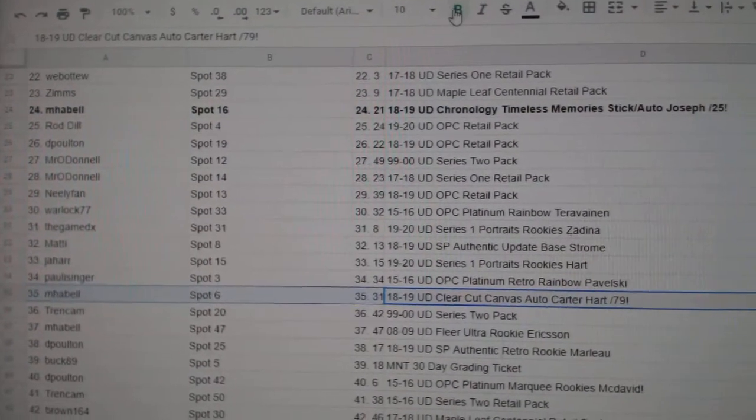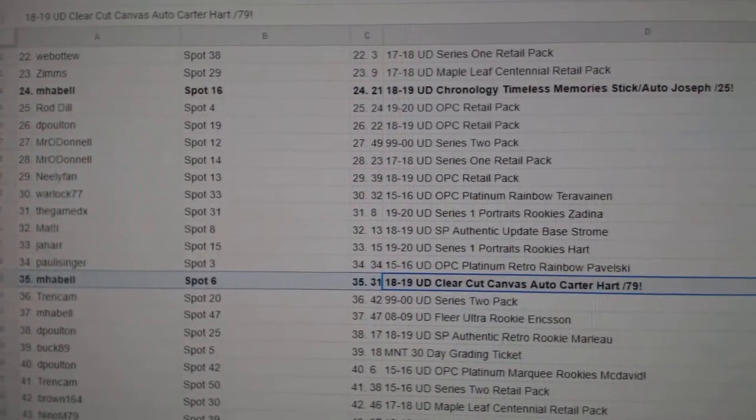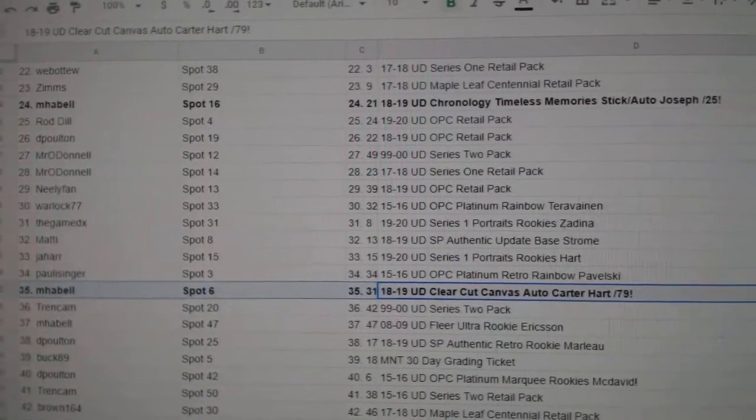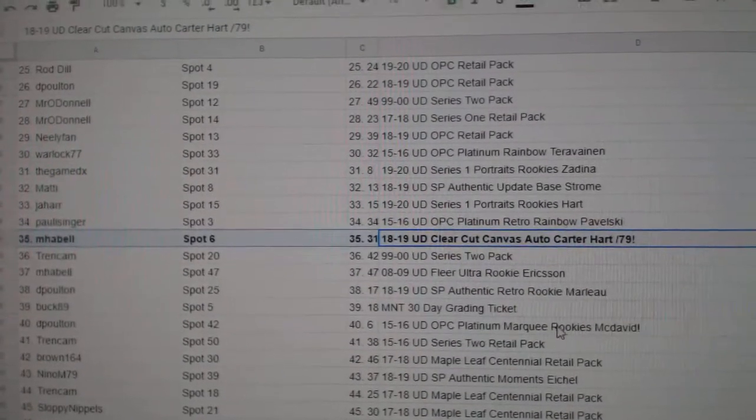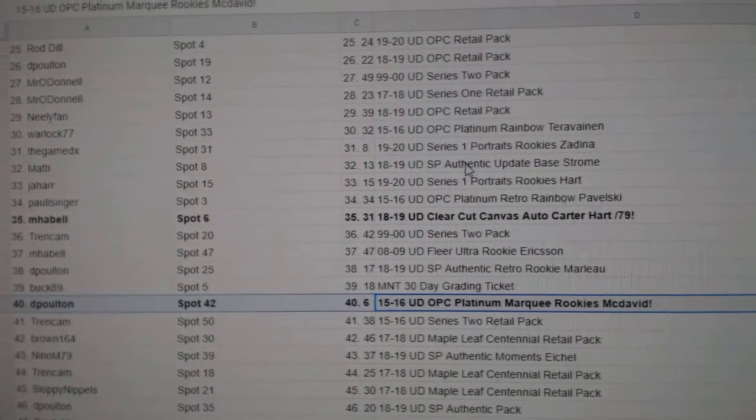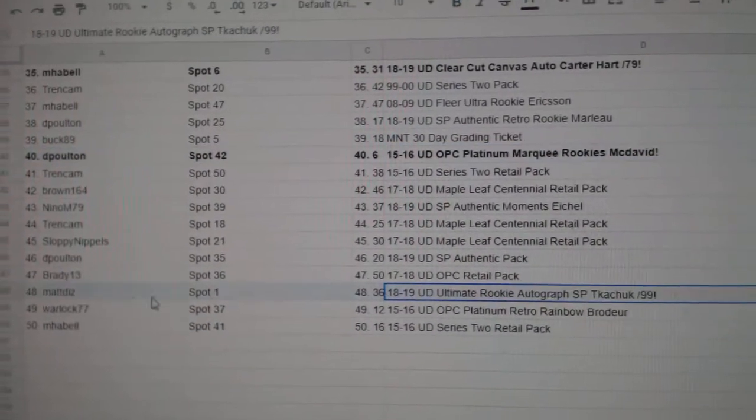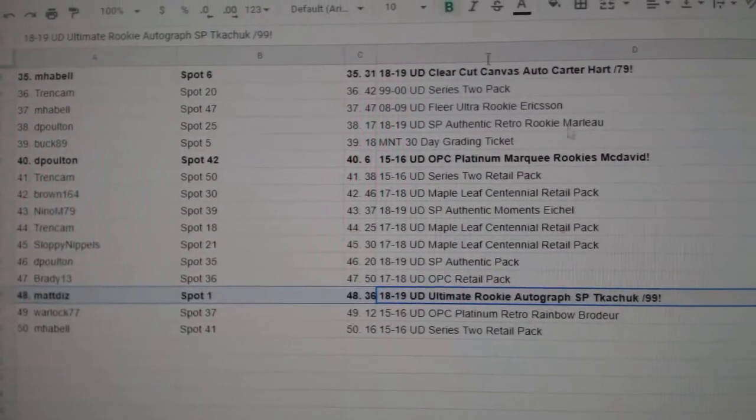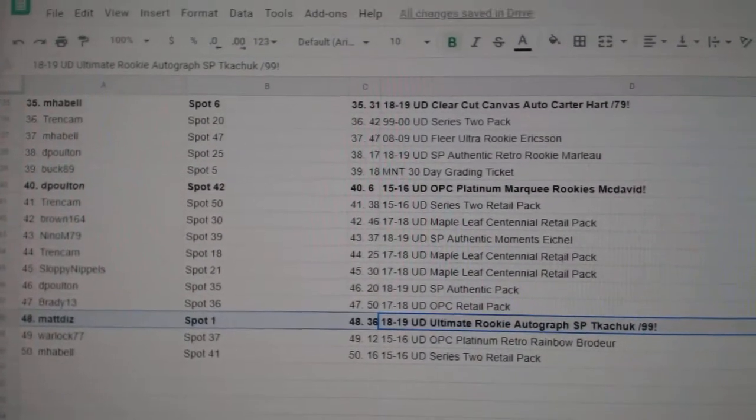M. Habel gets the canvas auto of Carter Hart. The Platinum McDavid rookie goes to D. Poulton. And Matt Diz gets the Tkachuk 99. Congrats.